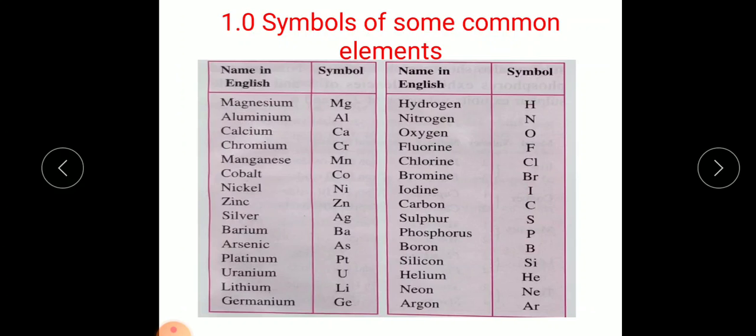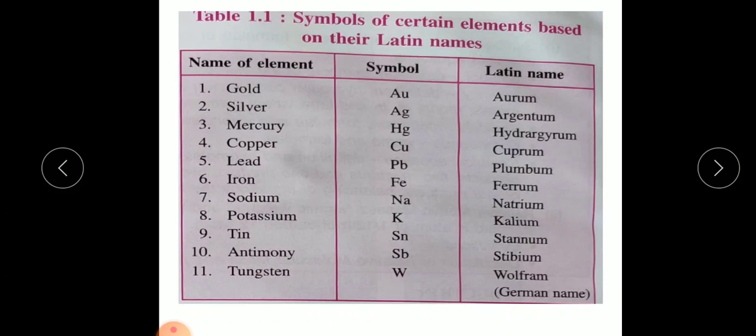Next, there are certain names. These are English names, where the symbols are derived from the English name, whereas there are certain elements whose symbols are derived from Latin. For example, gold. The symbol we write is Au. According to the English name, it should be capital G, but it's not so. Gold is written as Au since it derived its symbol from Aurum, the Latin name. Similarly, silver Ag is derived from the Latin argentum. Mercury Hg, hydrargyrum. Copper Cu, cuprum.